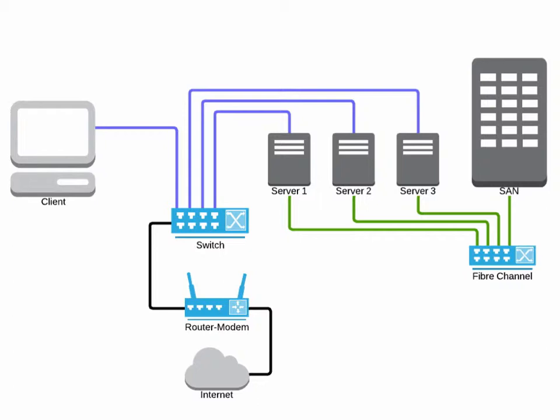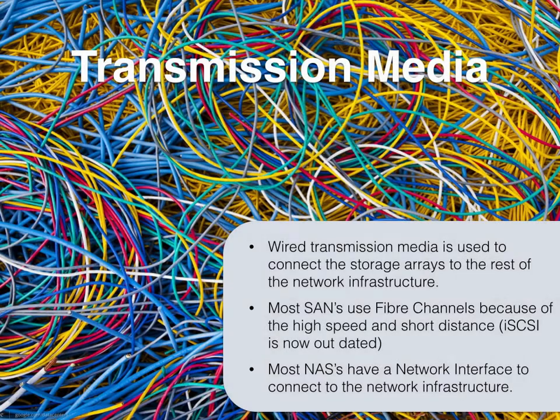SAN appears as another disk that can be mounted like any other external disk, as I just mentioned. The SAN is also most commonly used for storage of data that is easily broken up into chunks, such as databases. A wired transmission media is used to connect the storage arrays to the rest of the network infrastructure. So as you saw in the diagram, the SAN fibre channel is used because it's high speed and there's a short distance. iSCSI used to be used before, but it's now been outdated by fibre. Fibre's become much more affordable.